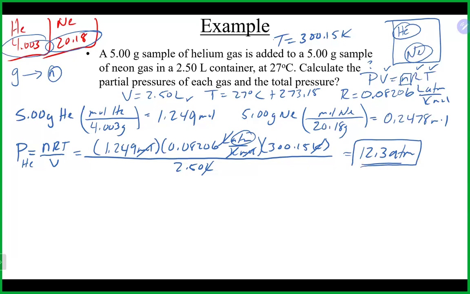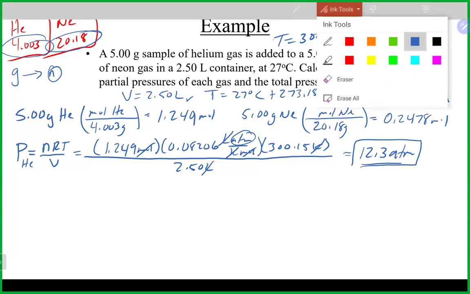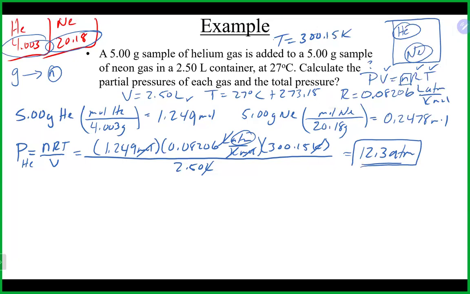Any questions so far on that calculation? Now we're going to do the exact same calculation for neon. Once again, because they are in the same container, the temperature for both is the same and the volume is the same. So once again, it's really just the moles that are different.